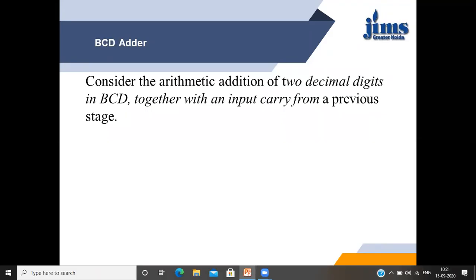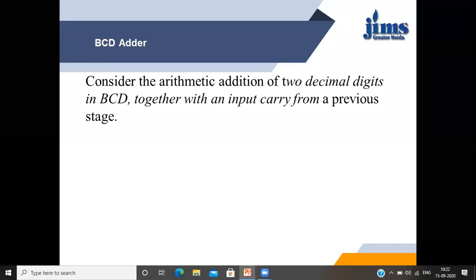Now let's move to the next topic, that is BCD addition. We represent the numbers in BCD form. Then we add these numbers just like simple binary addition. If there is any unused state, meaning the sum is greater than 9, then we add an extra 6 to the number and represent it in the proper BCD form.